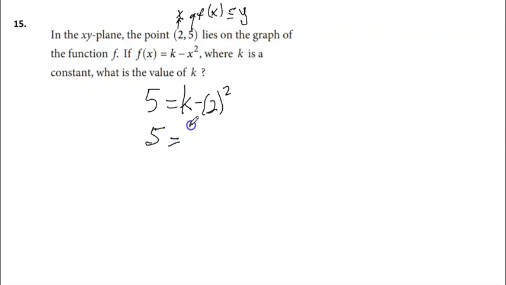5 is equal to k minus 4. Remember, the minus still remains because, you know, we put x in parentheses and then substituted the 2, right? So from here, we see that 5 plus 4 is equal to k. K is equal to 9, right? And we are done. Okay.